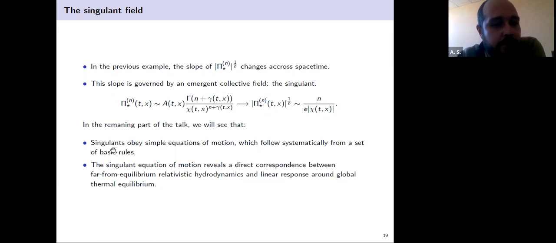So as I said, what I'm going to illustrate is that the singulants are going to obey simple equations of motion, which are going to follow systematically from a set of basic rules. That's the first point I want to bring home. And the second point I want to emphasize is that this singulant equation of motion is going to reveal a direct correspondence between far-from-equilibrium relativistic hydrodynamics and linear response around global thermal equilibrium.